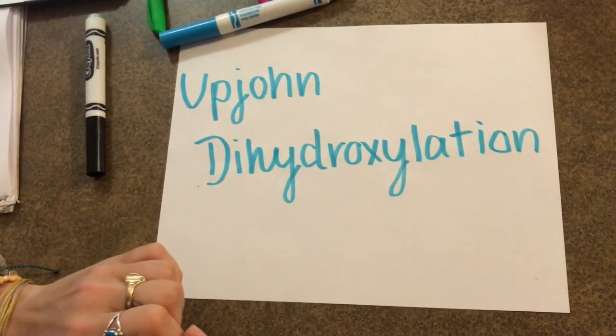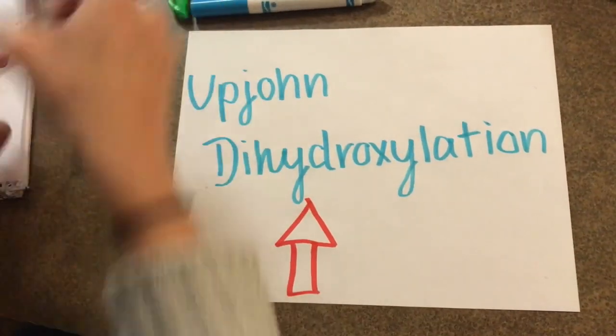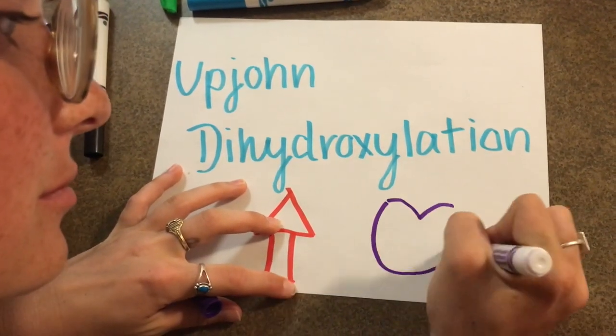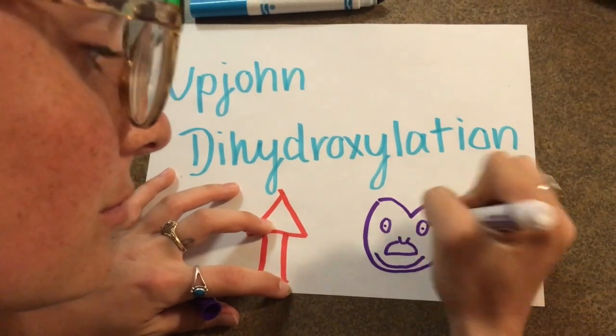The Upjohn Company was a pharmaceutical manufacturing firm founded in 1886 in Kalamazoo, Michigan by Dr. William E. Upjohn, an 1875 graduate of the Michigan University Med School.